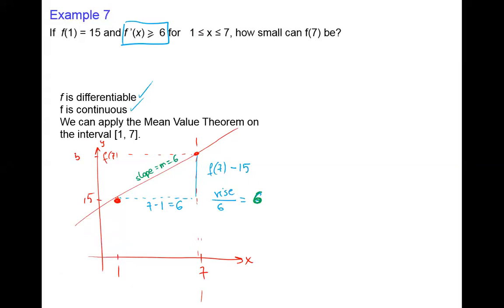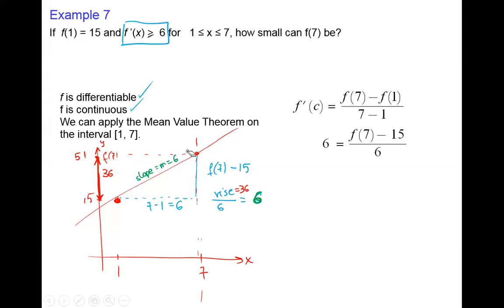What color? I will use this one. Okay, what's the difference between 51 and 15? It is 36, right? That means my rise is 36. 36 over 6 is 6. That means this must be 51. Or I can say rise must be 36 because 36 over 6 is giving me the slope 6. That means 15 plus 36. It's 51. Really good. And it could be higher, of course, that's the smallest value.